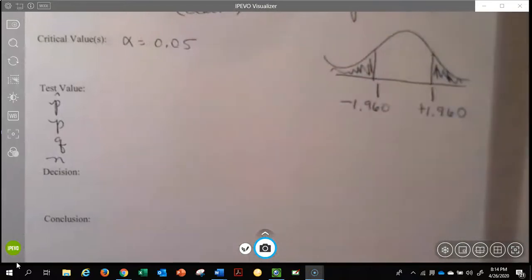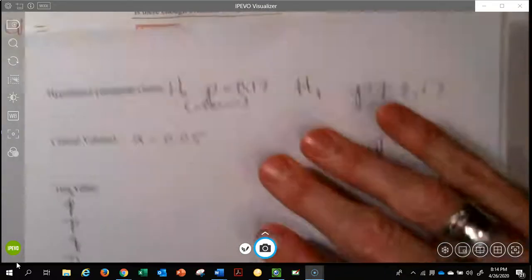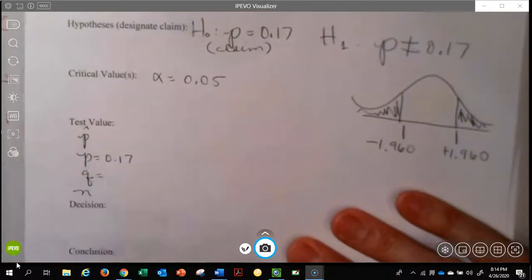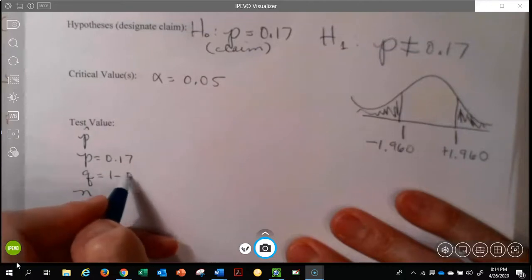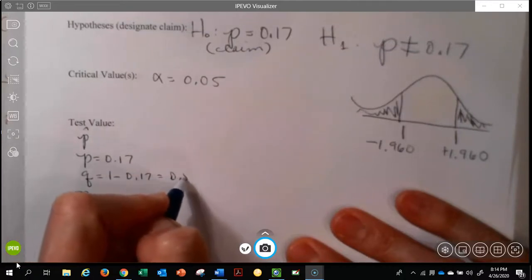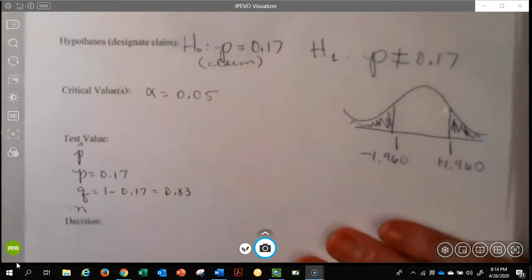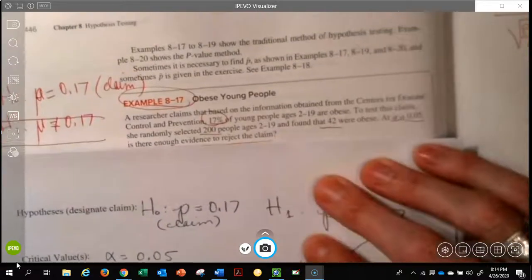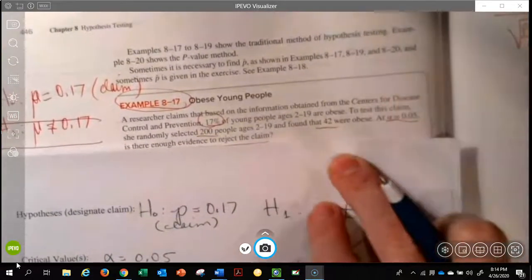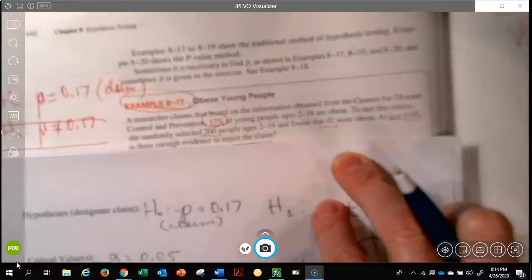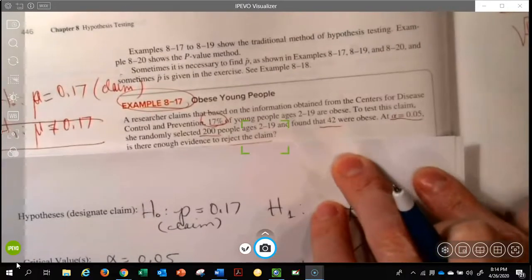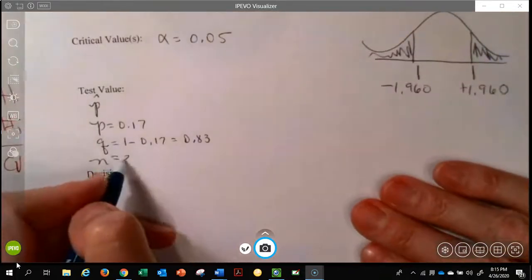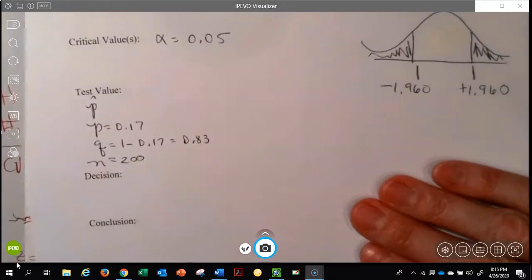So let's play for just a second. P hat, actually I'm going to go for the easier ones first. P is the 0.17. Q is 1 minus 0.17, or 83 hundredths. N would be the total amount in our sample. So looking here, I'm going to adjust, there we go, a little bit better. Here's our N. 200 is our N. That makes this part easy, that our N is 200, but we have to find P hat.